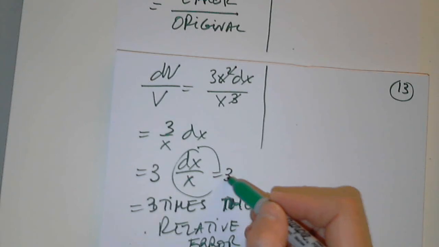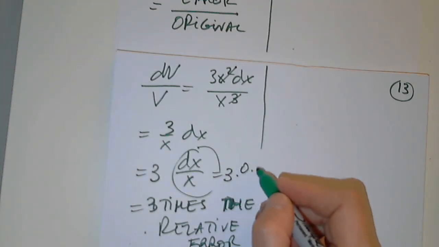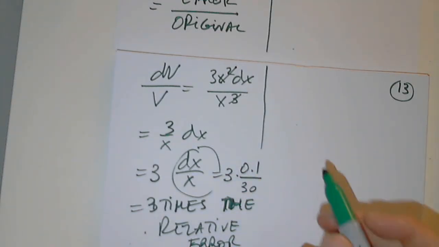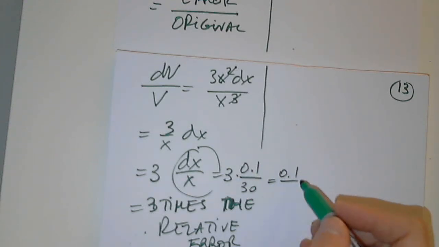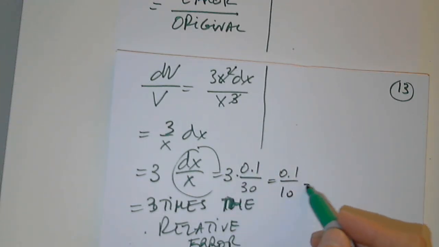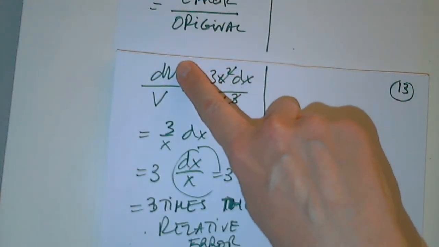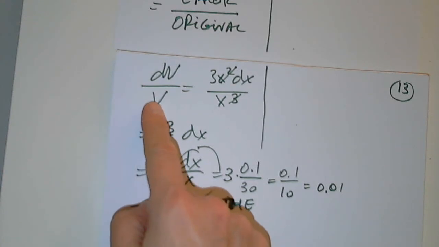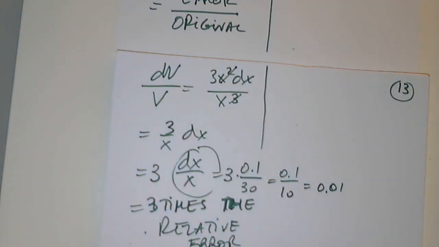So that's okay. So now I have 3, and then I have 0.1, divided by 30, and this will be 0.1 divided by 10. I simplify, and this is 0.01. This does not have a measurement unit. Why? Because the error in the volume is in cubic centimeters and the volume itself is in cubic centimeters, so there is no measurement unit for the relative error. We're also asked to find the percentage error. All I have to do is change this into percent. So this is the percentage error.